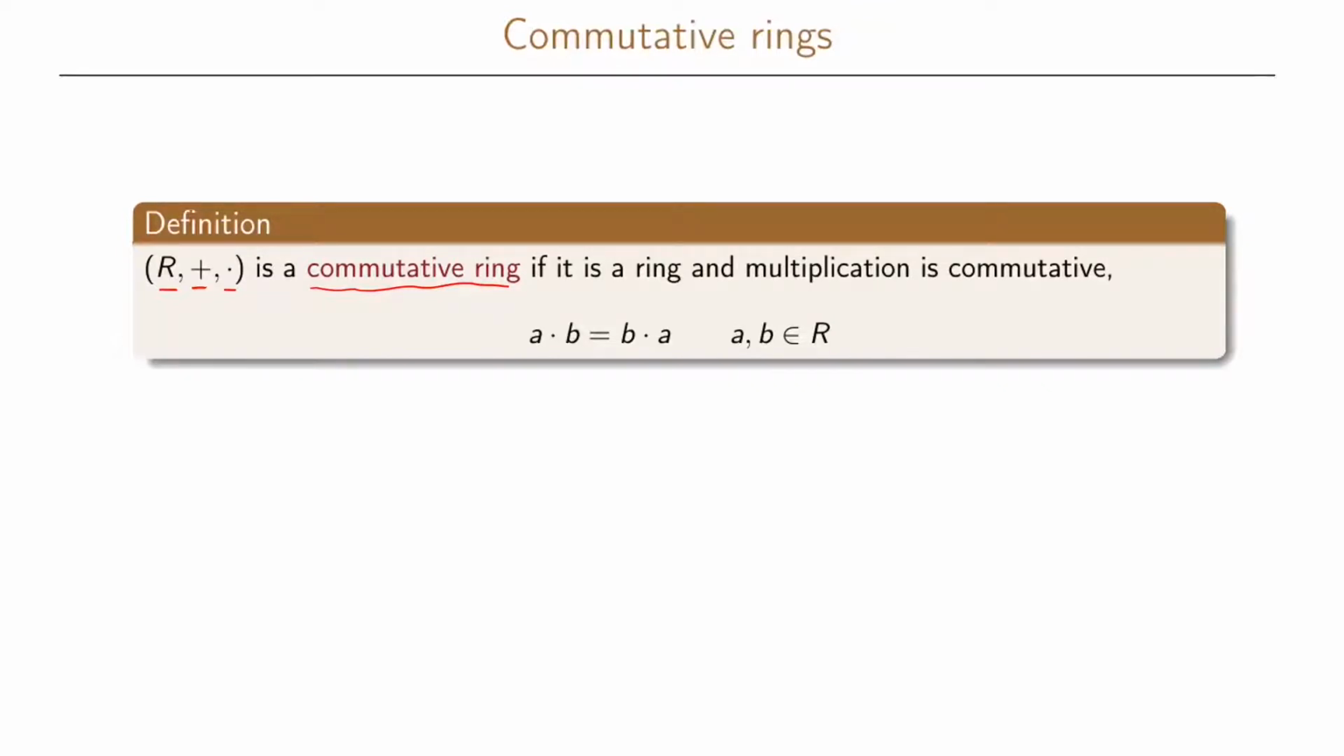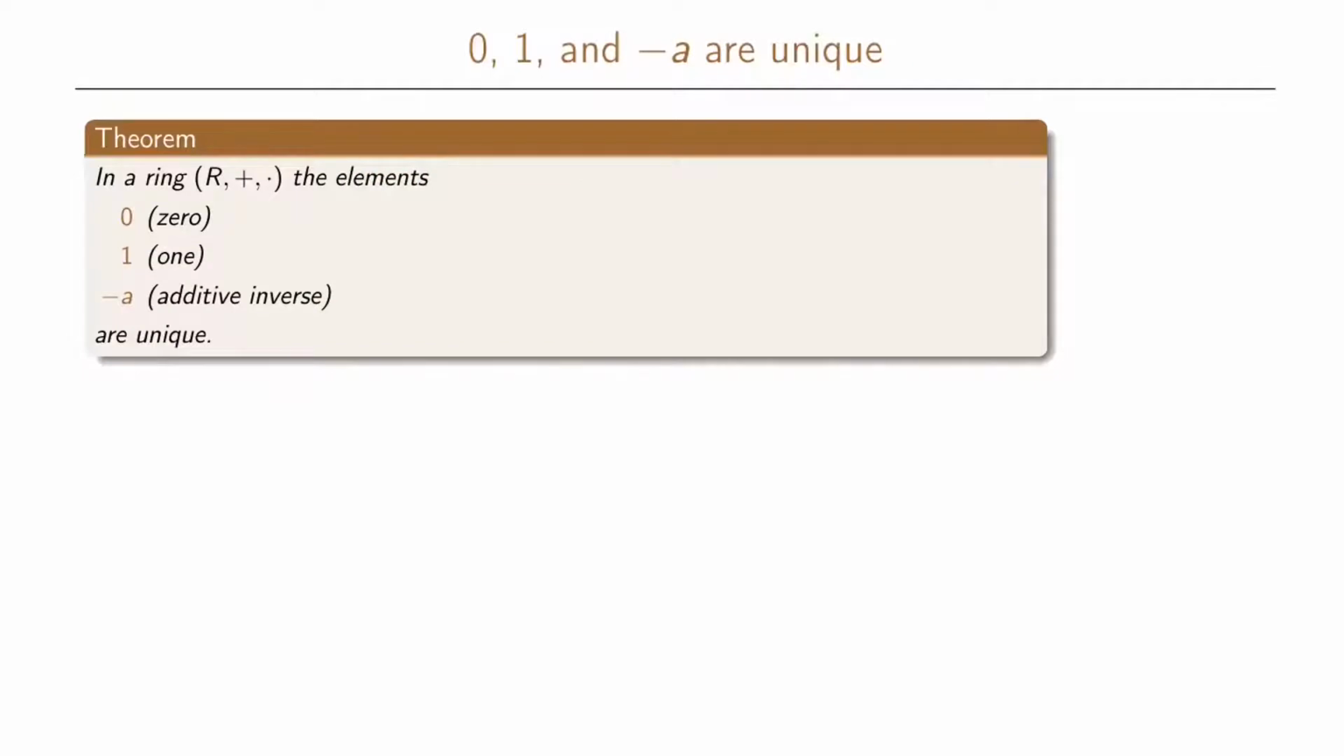So if we have A plus B equals B plus A. Remember that addition is always commutative in a ring, but multiplication is only commutative if we also have a commutative ring. So here is another theorem. In a ring that we here call R, with the operations addition and multiplication, the elements 0, 1 and the additive inverse are all unique.